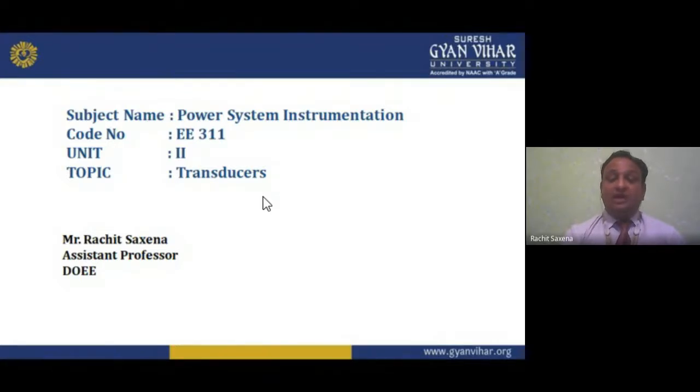Next, we have active and passive. Active converts directly, while passive converts with an intermediate state. For example, first we convert temperature into mechanical, then mechanical into electrical. That is passive. Directly converting mechanical into electrical, that is active. So, active transducer and passive transducer.